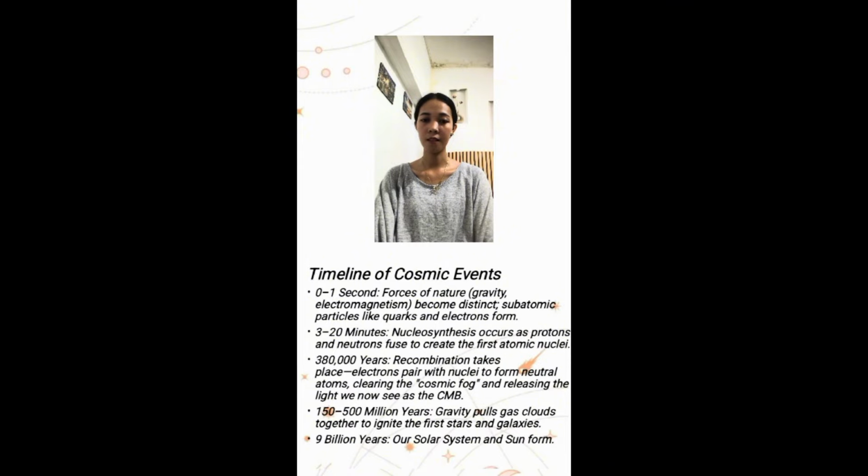The third is 380,000 years. Recombination takes place. Electrons pair with the nuclei to form neutral atoms, clearing the cosmic fog and releasing the light we see as the CMB.